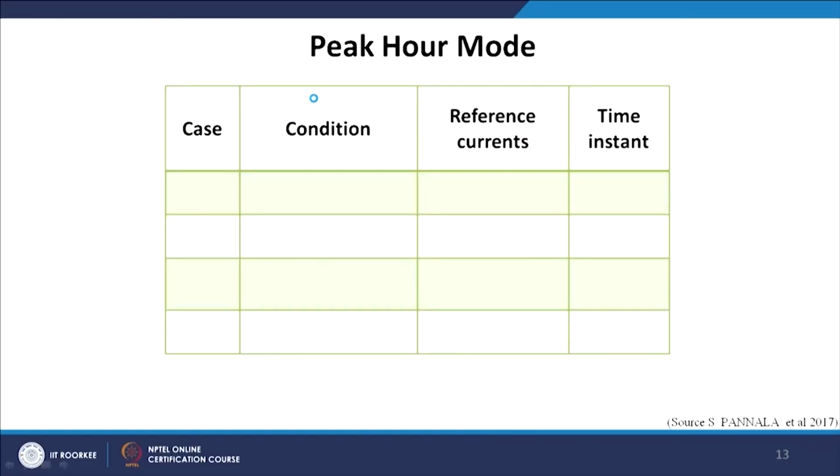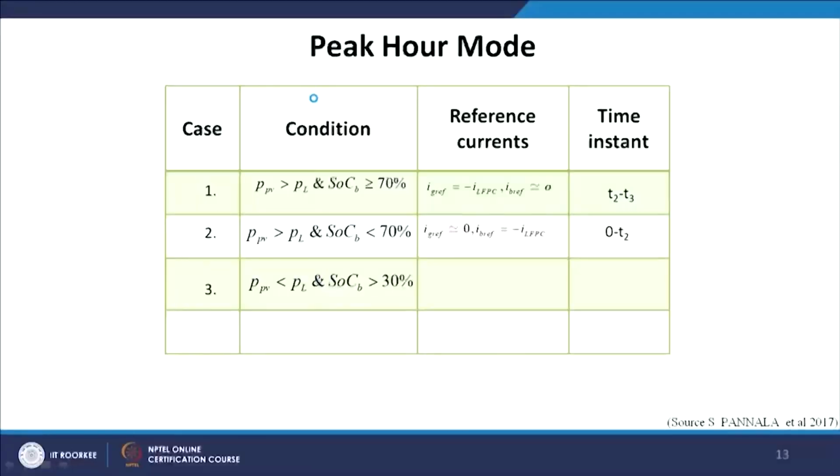Now, during the peak hour mode, we have considered different conditions based on operation. Case 1: PV is greater than PL and SOC is greater than 70. Case 2: PV is greater than PL and the SOC is less than 70. Case 3: PV is less than PL and SOC is greater than 30. And then the fourth condition: PV is less than PL and SOC is less than 30. So, we have taken in brief two major scenarios.